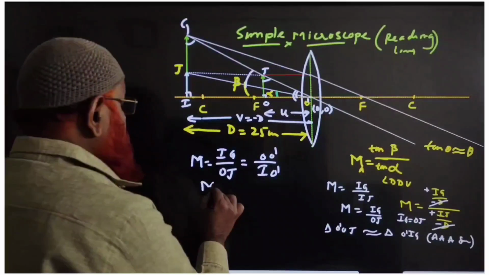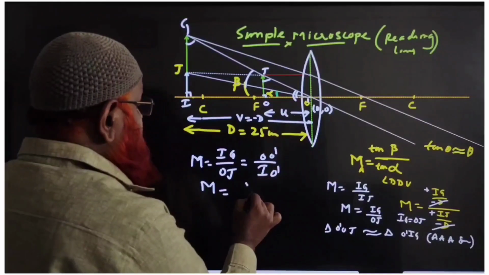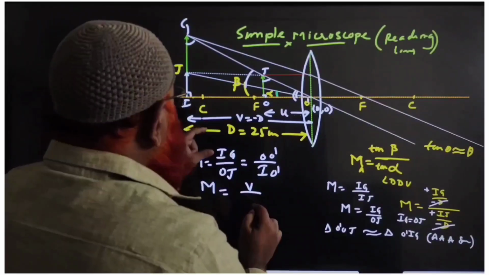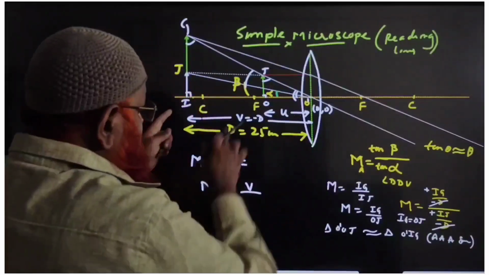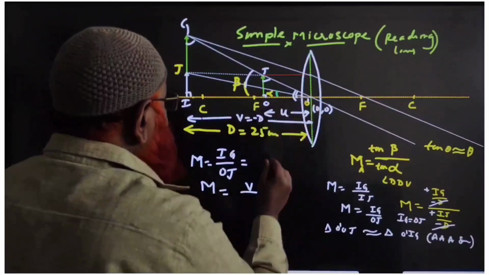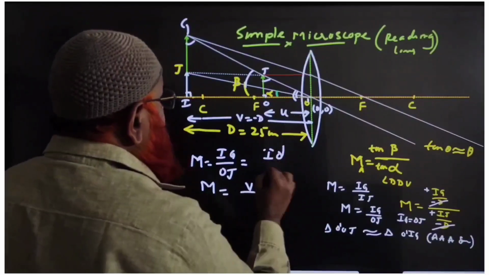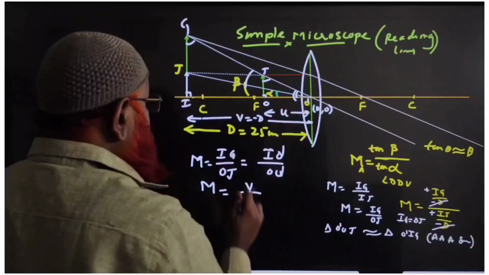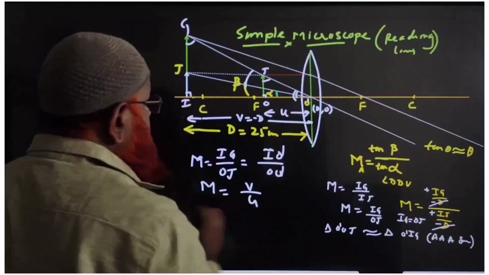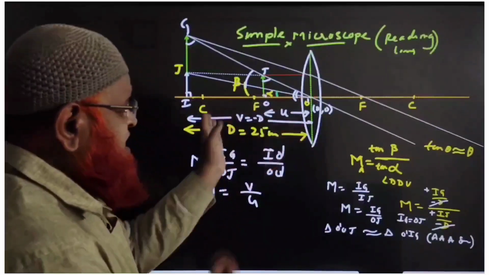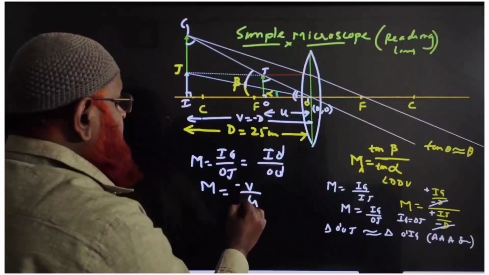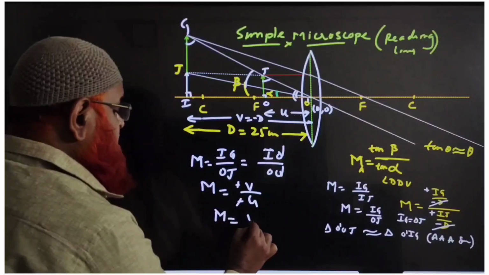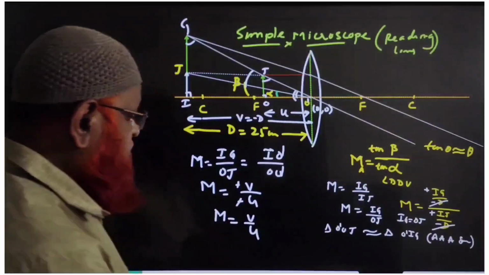So magnification, OO dash is how much here? OO dash is taken as V. And what is this? IG means the larger side, OJ means the smaller side. IO dash means the larger side you have to consider here, divided by OO dash, the smaller side. So IO dash is nothing but V, and OO dash is nothing but U. Is it? And both are on the left side, no? From origin, both are on the left side, you can take it as negative. And that is cancelled here, no? So the magnification new formula is nothing but V by U here. Magnification new formula is V by U.